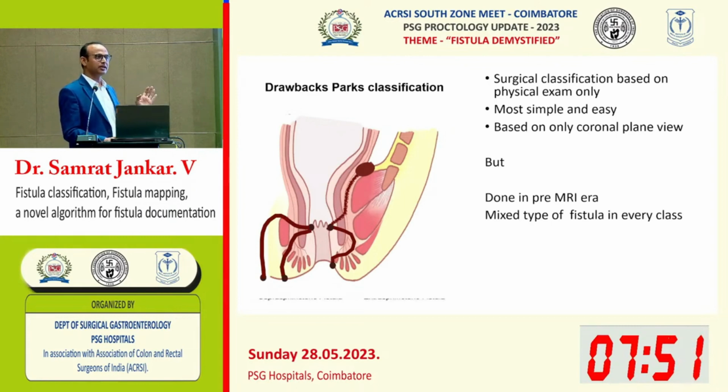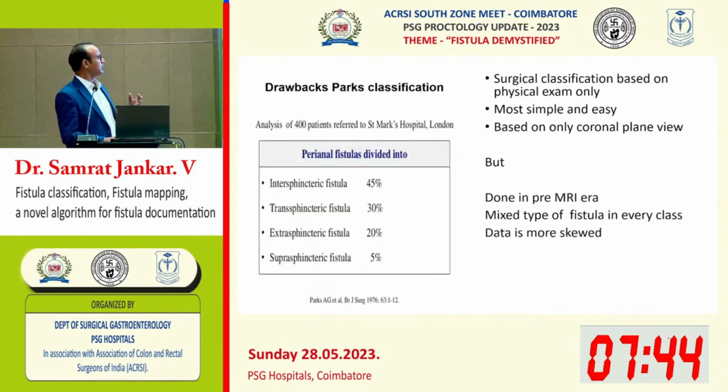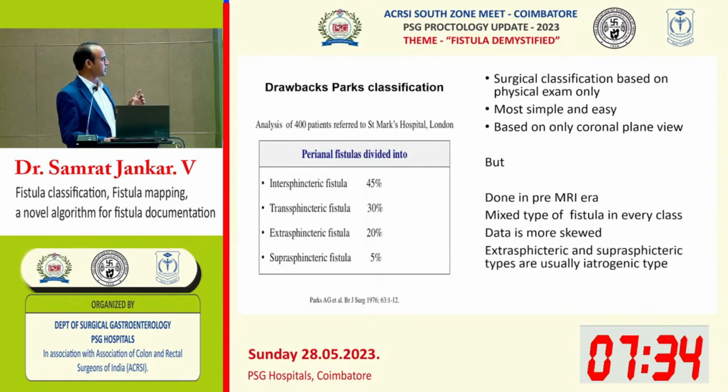But at the end of the day, if you tell transsphincteric, I cannot conclude what is to be done. That is the problem. Data is skewed. If you see, more fistulas have been classified in the first 2 types and fewer in the last 2 types. So data has been skewed towards the simple types, which have been mentioned a lot. So the third thing coming is extrasphincteric, suprasphincteric.